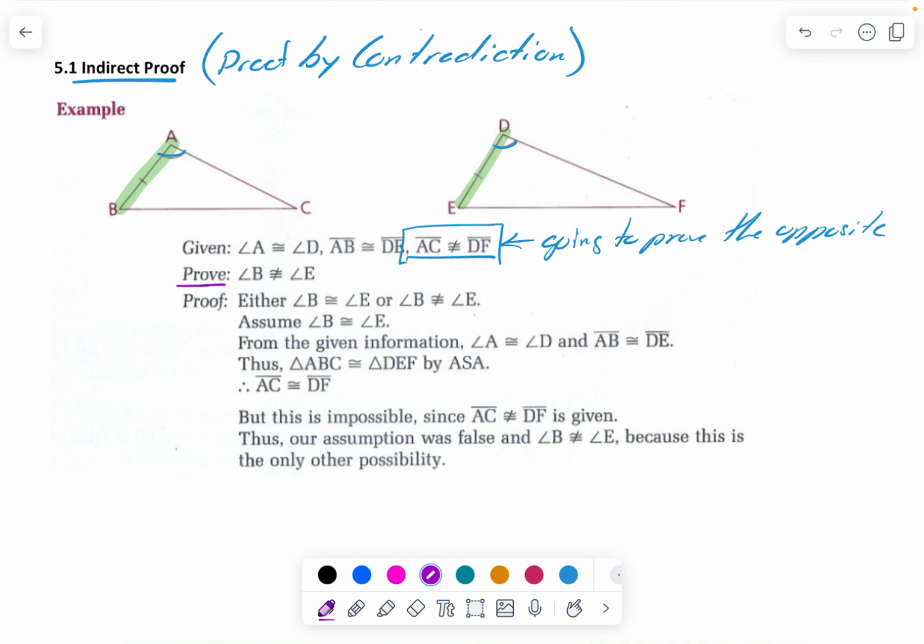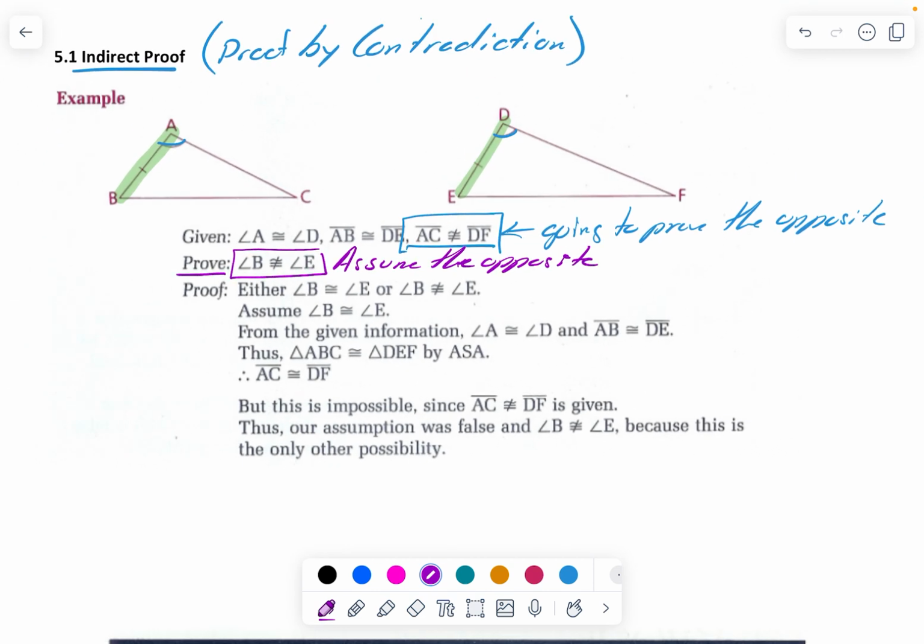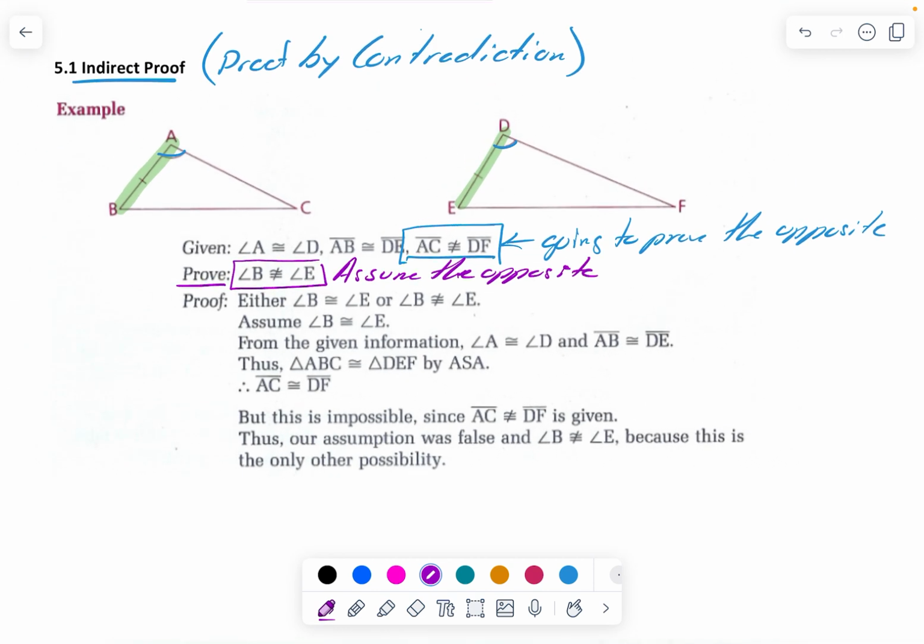Finally, we need to prove, look at that, angle A is not congruent to angle E. Well, that's just weird. How do we prove something's not congruent? Well, what we're going to do is assume the opposite of that and then show that we have a problem. So this is the proof that's done. It's not the 2-column, but that's okay. We can reason through it, and we're going to do some examples.